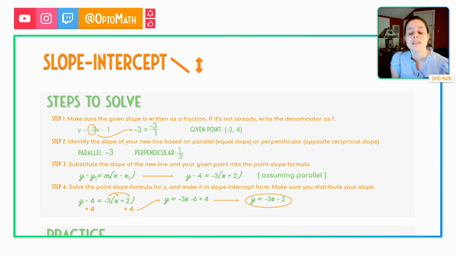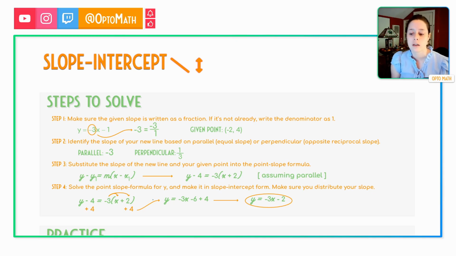Step 3, substitute your point and your new slope into the point slope formula. Because think about it, you've got a point and a slope. You might as well use the point slope formula. It's just the easiest way to get at least some sort of equation for that line, and then you can rewrite it in slope-intercept form. So we've done that. We've substituted our given point and we've substituted our slope, and we just picked that it was going to be parallel just to show this example. Your last step, once you've got your point slope formula, you want to rewrite that as slope-intercept.